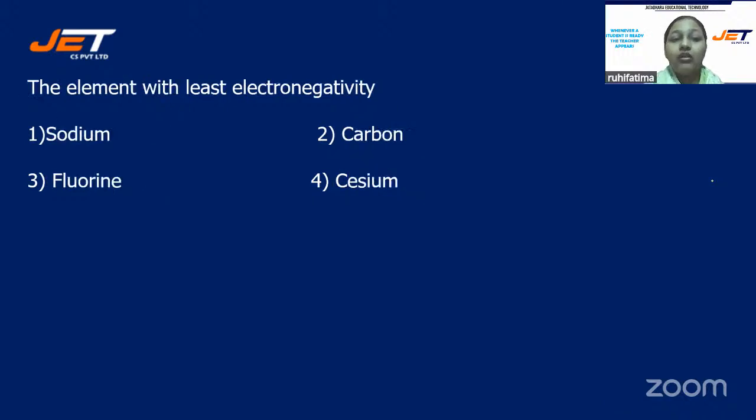Next question. The element with least electronegativity amongst the options. Your options are number 1, sodium, option number 2, carbon, option number 3, fluorine, or option number 4, cesium?